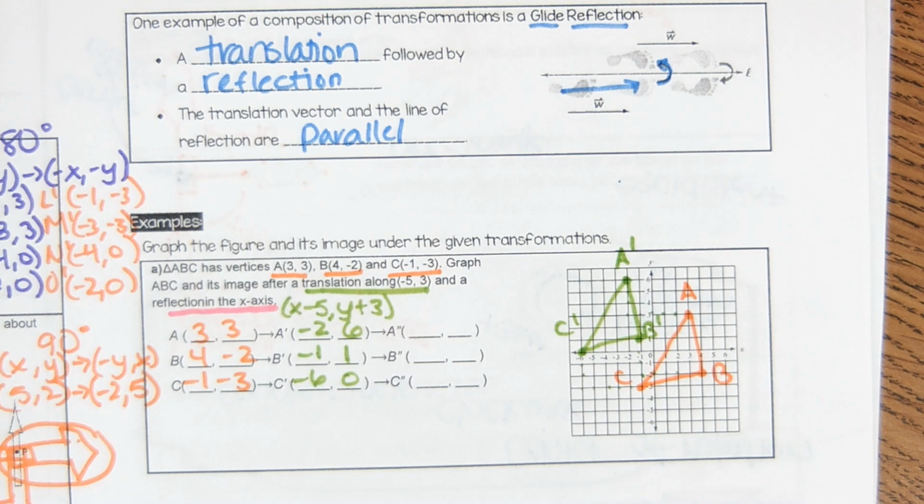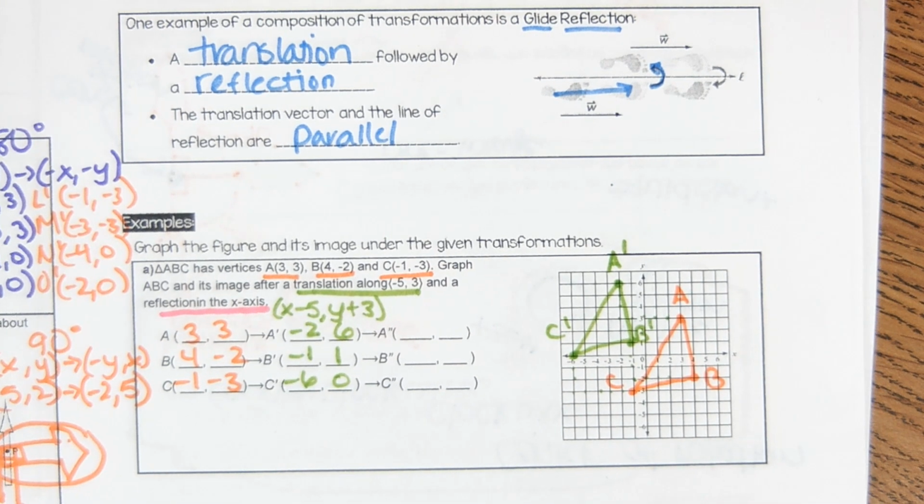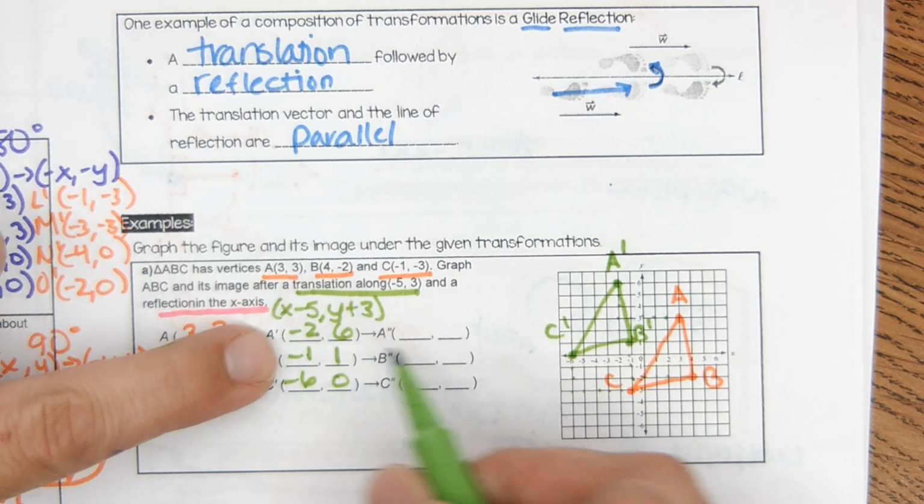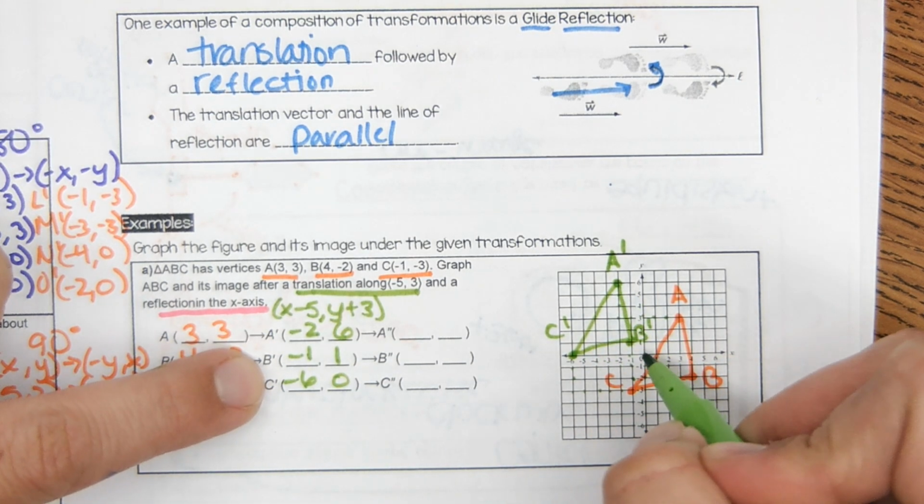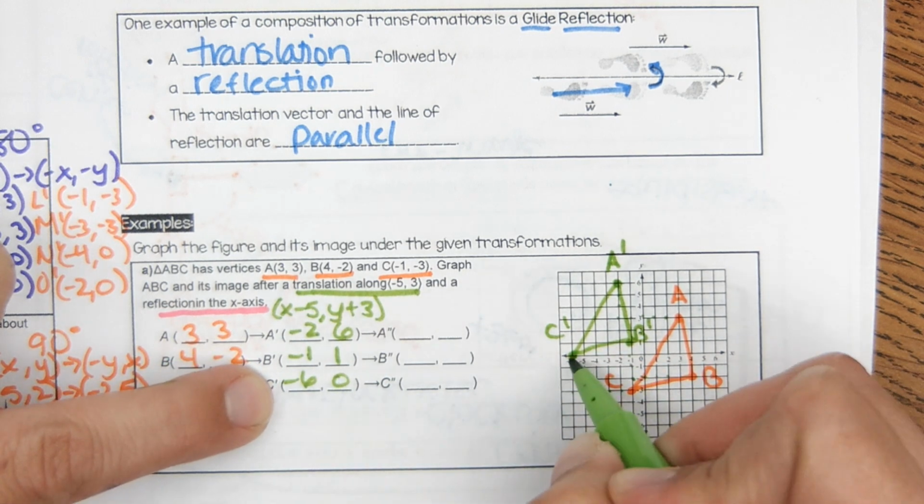You could do either or, but it depends on how the question asks it, so I want you to be familiar with both. You have to be familiar with the equation, the algebra part. Then you can make sure these match to make sure you didn't make a mistake. So negative 2, 6, yep, I got A prime. Negative 1, 1, yep, and negative 6, 0, cool.